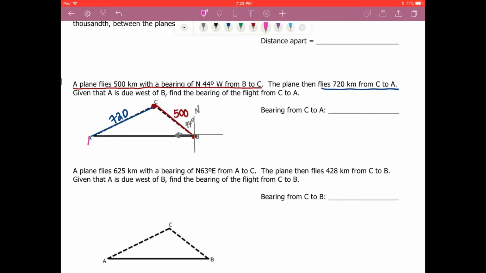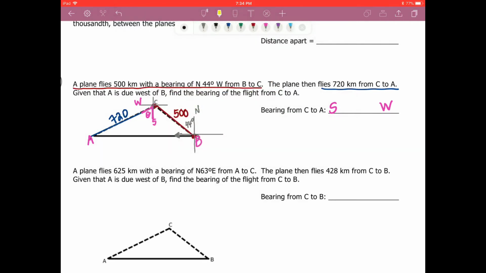Given that point A is due west of point B, we want to find the bearing from C to A. So if I draw my horizontal and vertical, the bearing from C to A is going to be this angle theta right here with the vertical. So we know right now that in order to get from C to A, you have to go south. That's an S right there. We need to go south, and then we need to go west. So I'm going to put that right here, southwest. We just need to figure out what this angle with the vertical is.